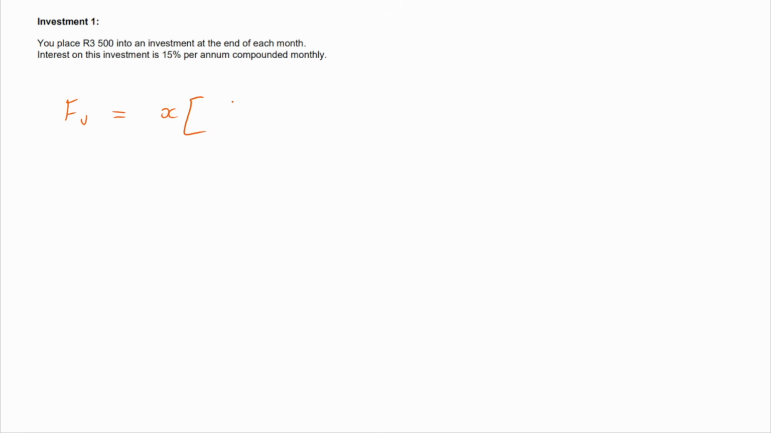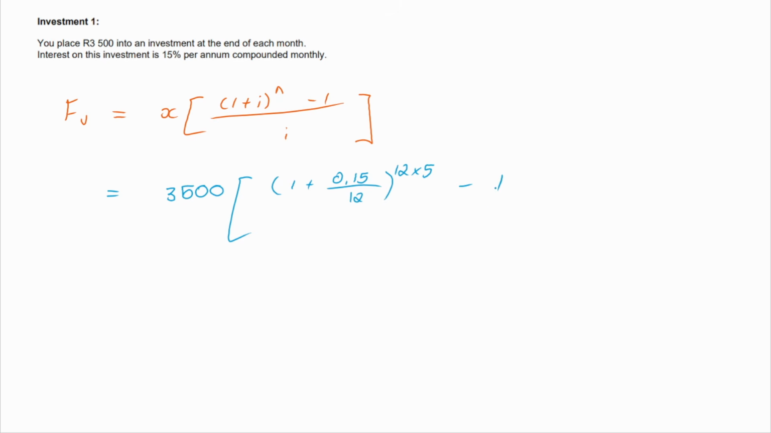So I'm going to write out the future value formula for us. Okay, over i. This is the future value formula. All right, it's future value because we're dealing with investments. So the future value of all these payments is 3,500 Rand. Then over here is 1 plus our interest rate, which is 15% compounded monthly, so we divide by 12, and then 12 times 5 years, okay, because that's how many periods it is going to be compounded. And then here at the bottom, it is 15% over 12.